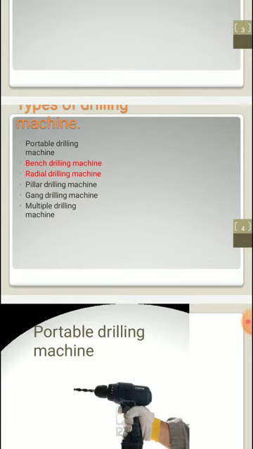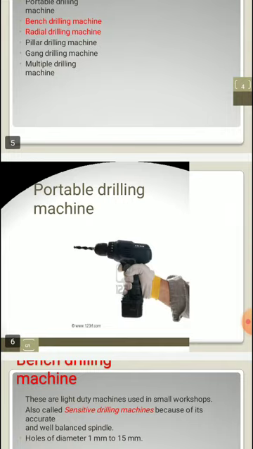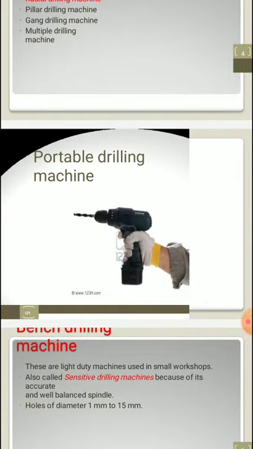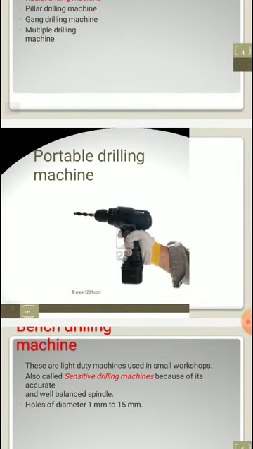Portable drilling machine, the figure as you are seeing on the screen, right? So this is a portable drilling machine. I have used that actual image, okay.